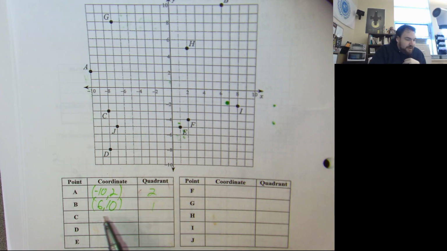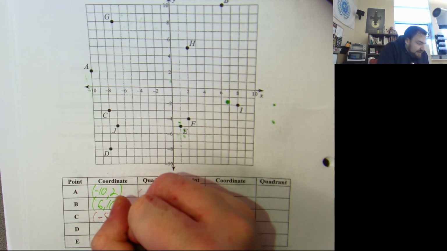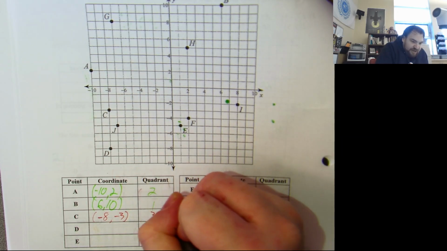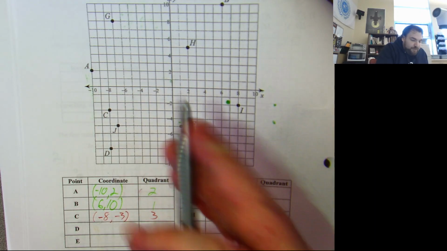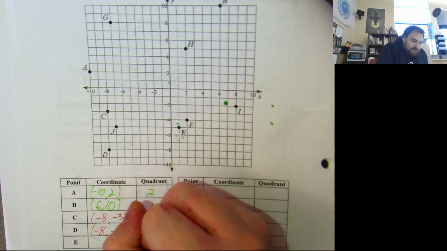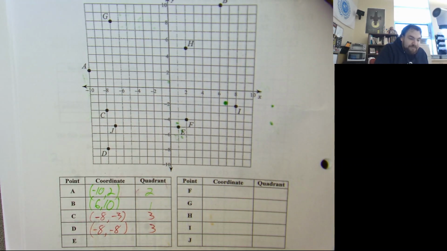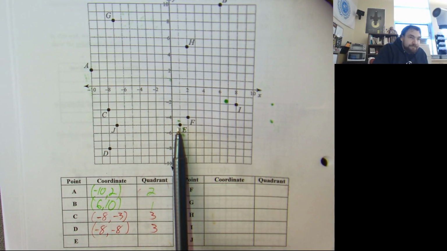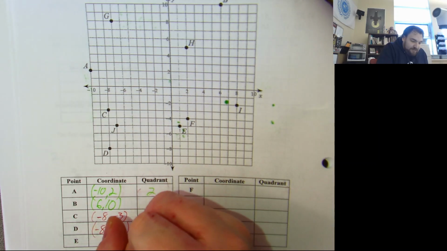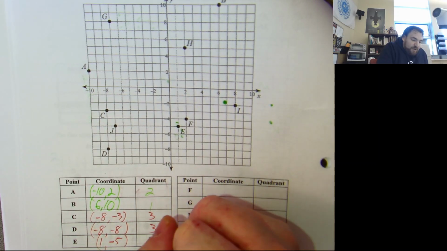A is (-10, 2) in quadrant 2, and B is (6, 10) in quadrant 1. C is going to be (-8, -3) in quadrant 3. It's right there. D is going to be what? You betcha. (-8, -8), in quadrant 3 as well. E is right there. What are the coordinates of E? (1, -5). Good. And that is quadrant 4.